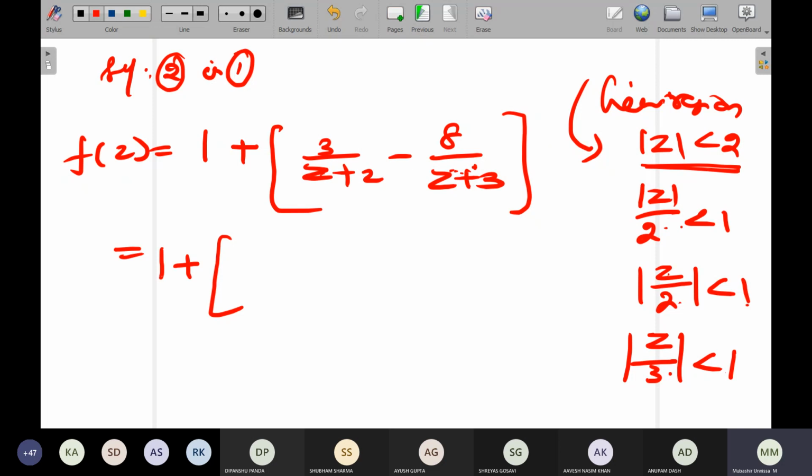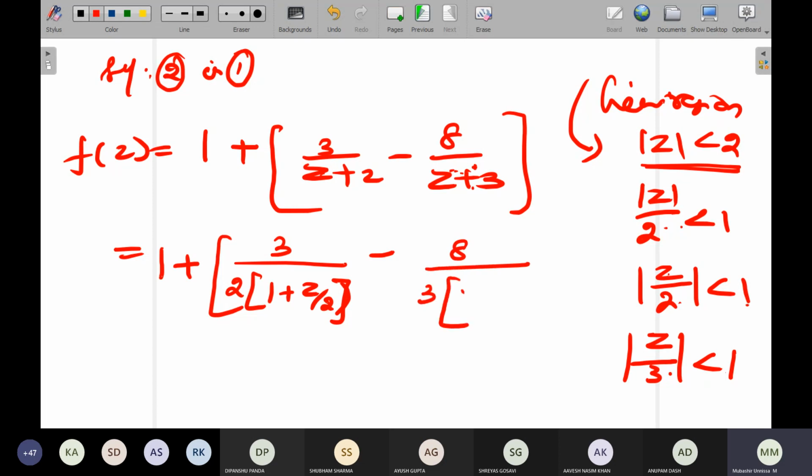The second series you can expand in powers of z by 3. So to expand in powers of z by 2, what should you take out? You can take 2 outside. Once you take 2 outside, you can write it as 1 plus z by 2. Yes or no? And minus 8 into, you can take 3 outside. You can write it as 1 plus z by 3.